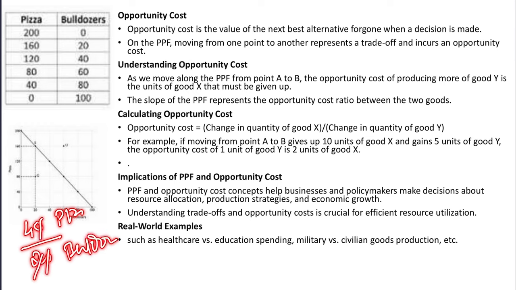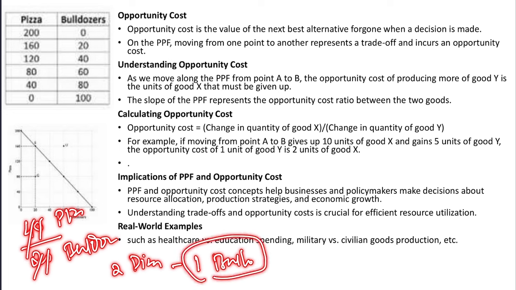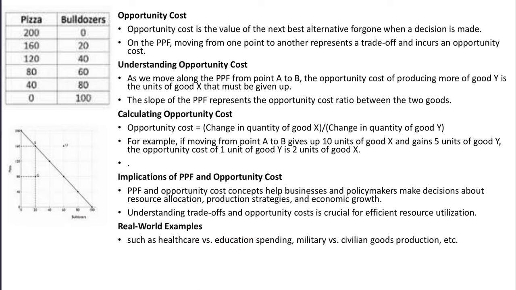What is the opportunity cost here? You have to give 2 pizzas to produce 1 bulldozer. So the opportunity cost of producing 1 bulldozer is 2 pizzas. That is the opportunity cost. You have to give up a certain amount of pizzas to produce more bulldozers. So this is the concept of opportunity cost.